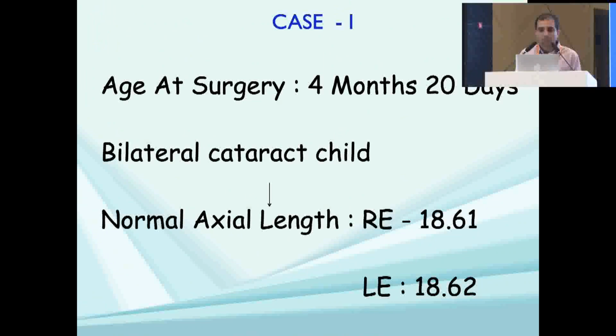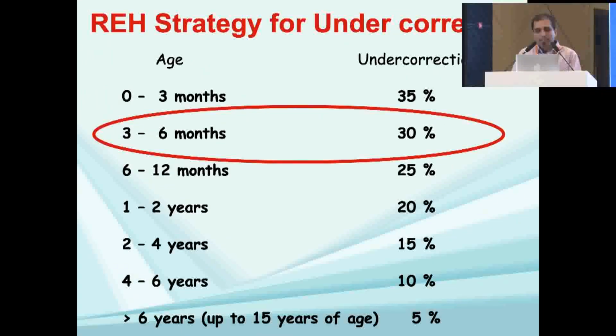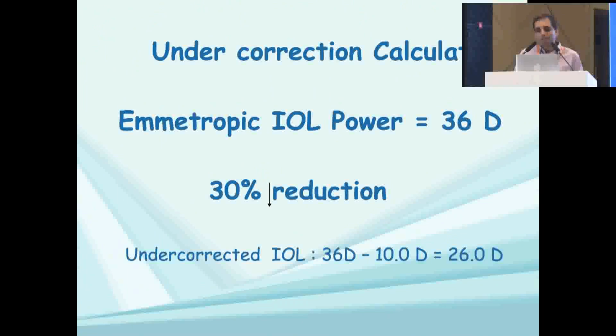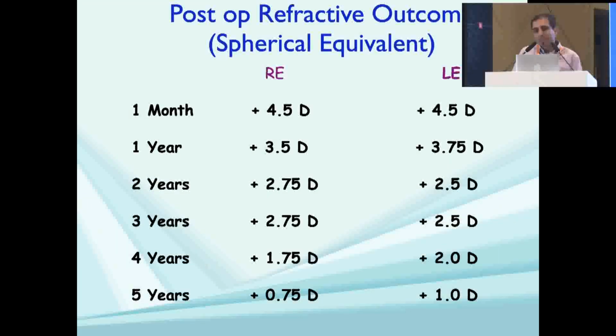This was a 4-month and 20-day-old child, bilateral congenital cataract, having normal, similar axial length in both eyes and normal for their age. So keeping this in mind, that he falls into this category of 3 to 6 months, we are looking at an undercorrection of about 30% from his actual power. When we calculate using the SRK/T, the emmetropic power turns out to be 36, and doing a 30% reduction in this would be deducting 10 diopters. So 26 is the rough power that we would choose for this eye, which this child underwent.